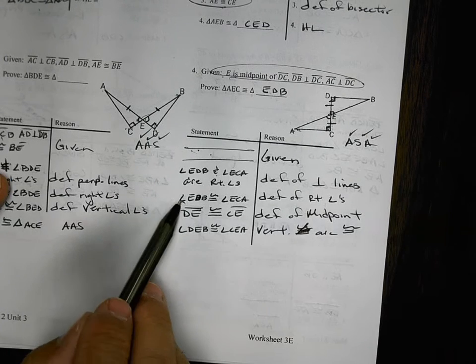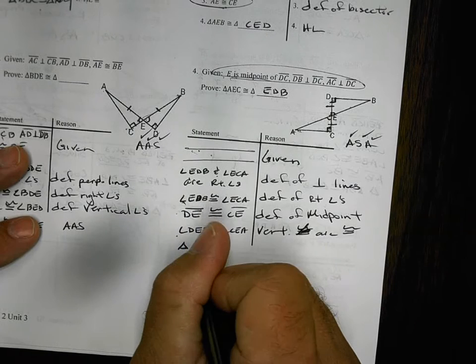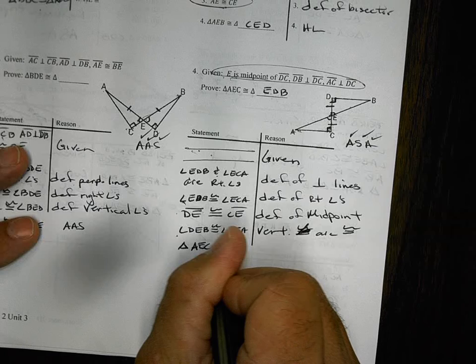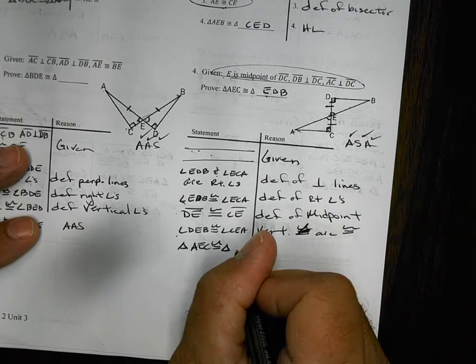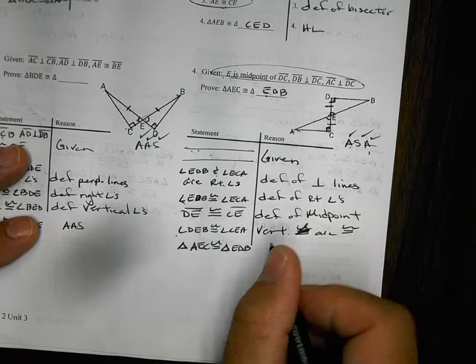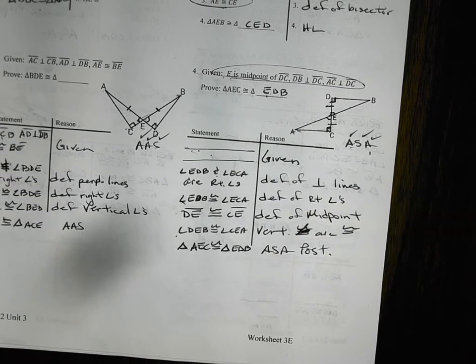1, 2, 3. We can say that triangle AEC is congruent to triangle EDB by angle, side, angle postulate. Okay, what do you think?